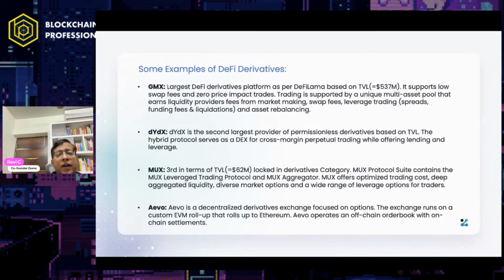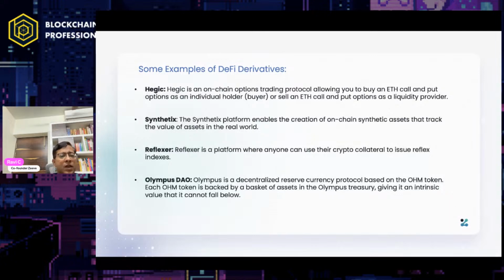Some of the examples: DYDX is one of the largest decentralized derivatives platforms, and then GMX is the largest DeFi derivatives platform. Current TVL is almost 537 million. It supports swap, supports zero price impact trades, and so on and so forth. Synthetics, again, lets you create on-chain synthetic assets which have an underlying asset, which are the real world assets.